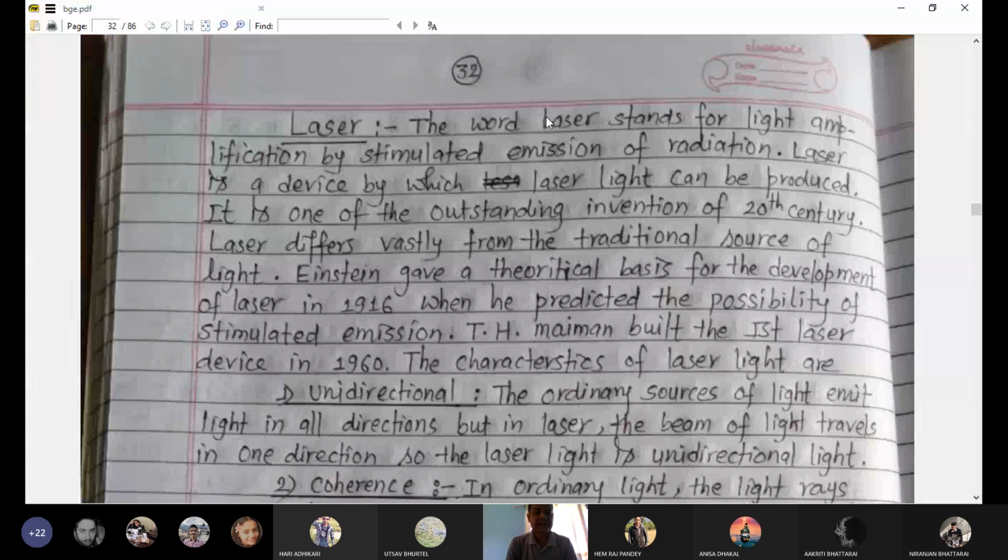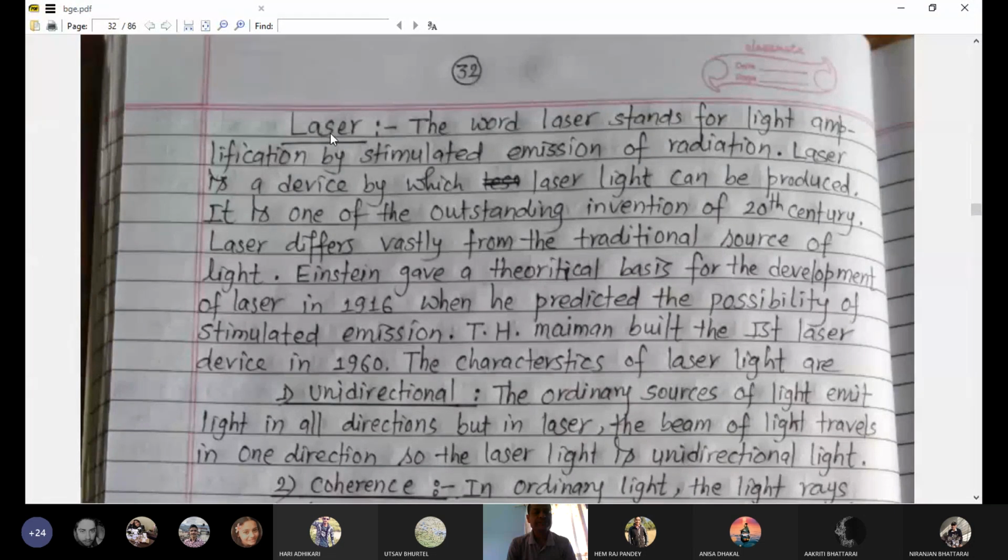In laser, there are 5 alphabets: L, A, S, E, R. The meaning of L is light, A is amplification, S is stimulated, E is emission, and R is radiation. That means the meaning of laser is light amplification by stimulated emission of radiation. That is the meaning of laser.